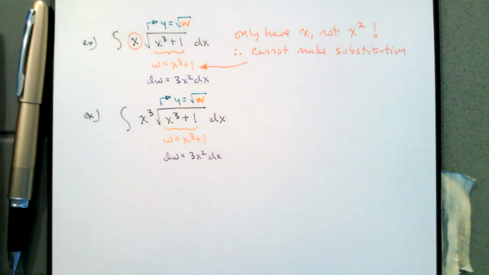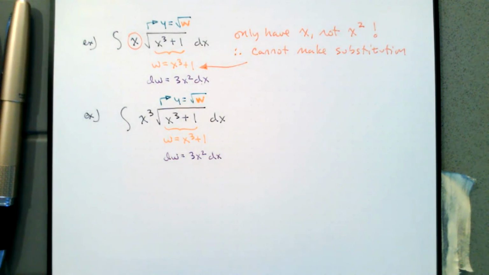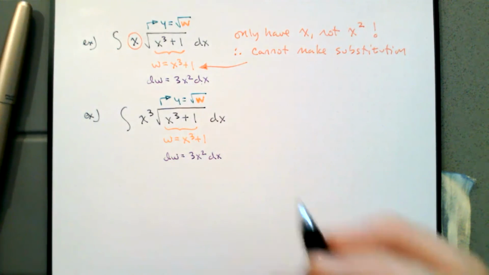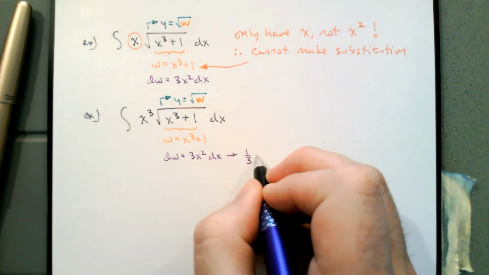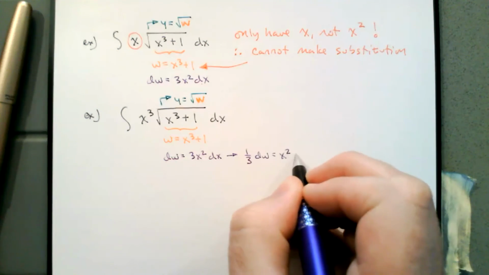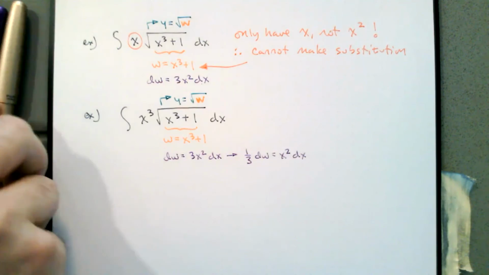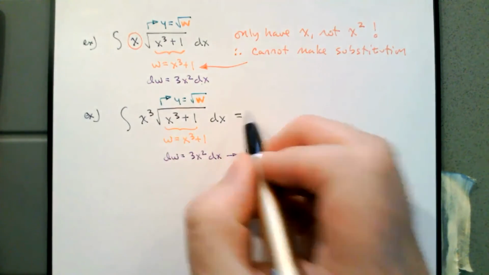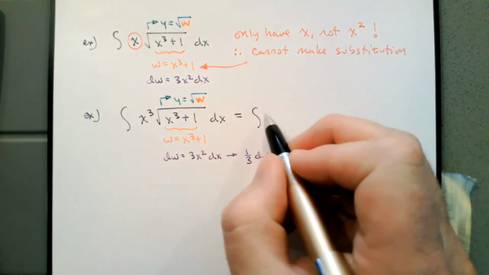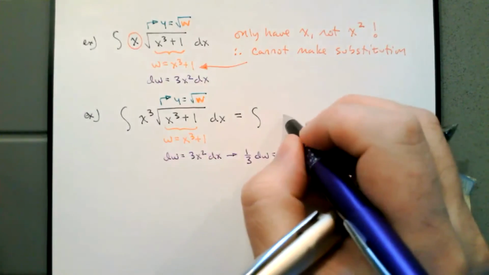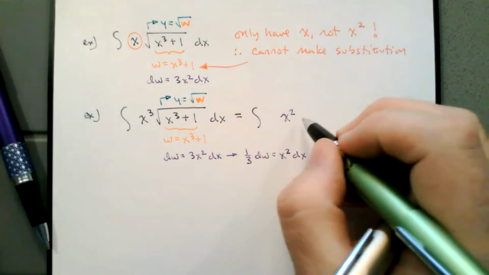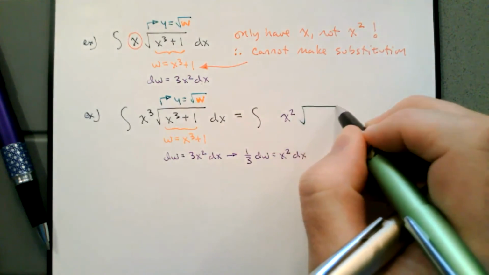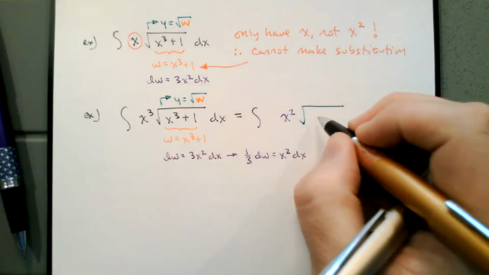Now in this case, I have x squared dx, but I've also got this extra x that I don't know what to do with. I have enough x to make the substitution. Let's get rid of the 3. So I can read this problem as x cubed contains an x squared, and then there's a square root of x cubed plus 1.